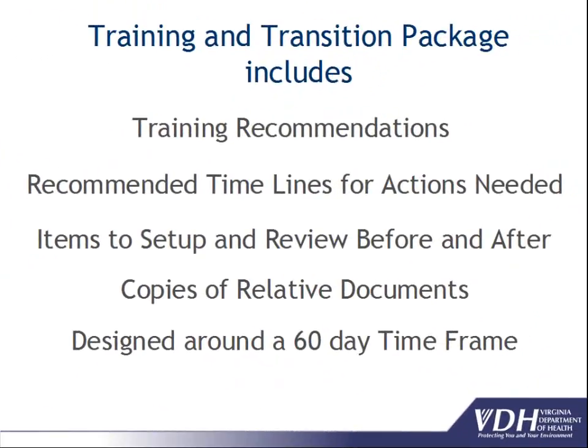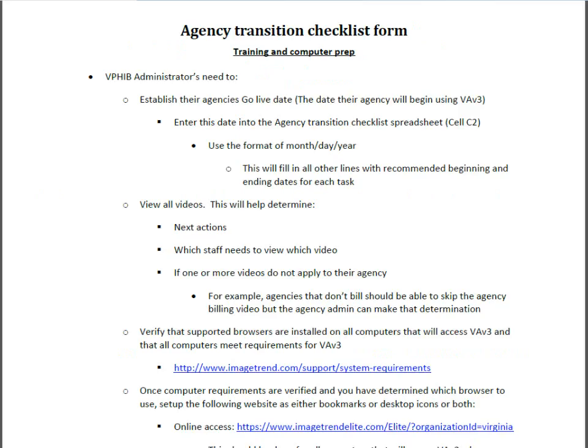We have put together what we feel is a very comprehensive training and transition package that you can use. This should help with the actions you need to take in order for your agency's transition to VAv3 to go as smoothly as possible. This package is designed around a 60-day transition time frame. While some, if not most agencies, will not require this much time, it was designed to make the transition less stressful. The package we put together contains the following: a document that describes each of the actions to be addressed.